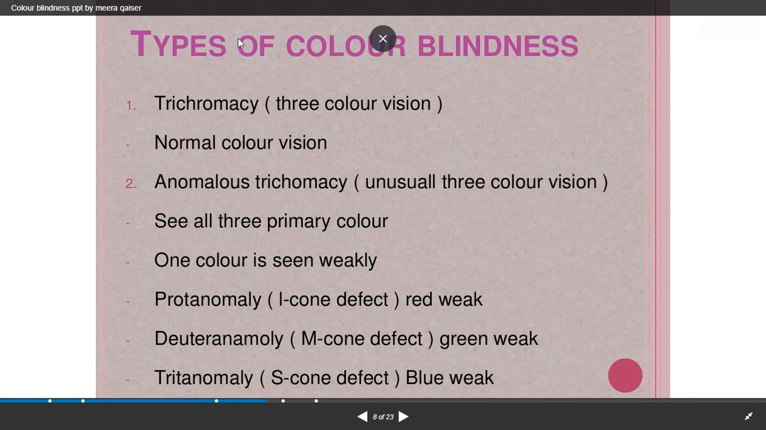First is trichromacy, also known as three color vision. Here the color vision is normal, and the individual is able to see three colors simultaneously. That's why it is known as trichromacy.